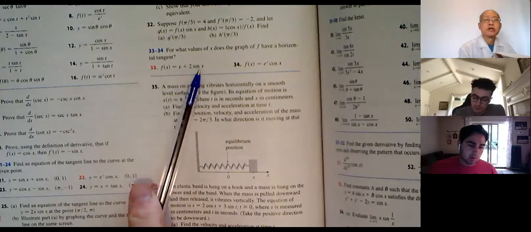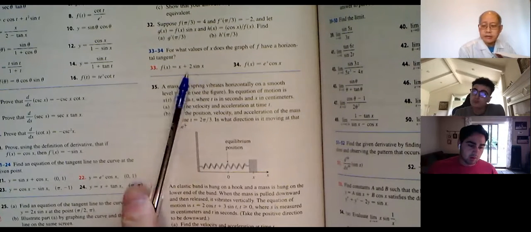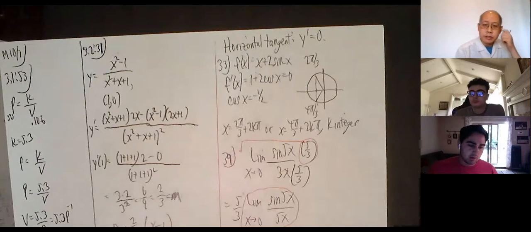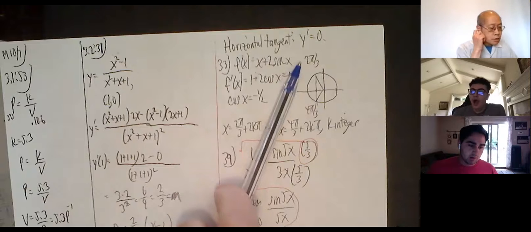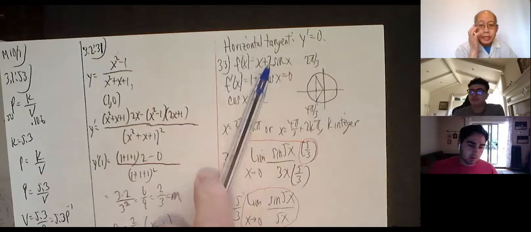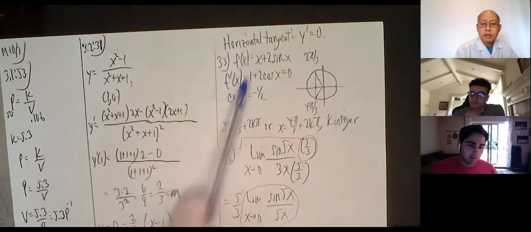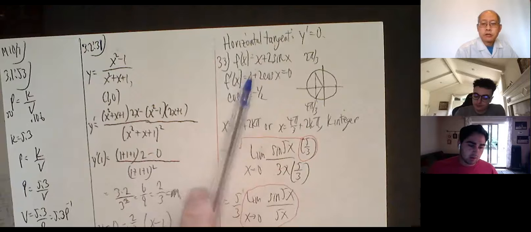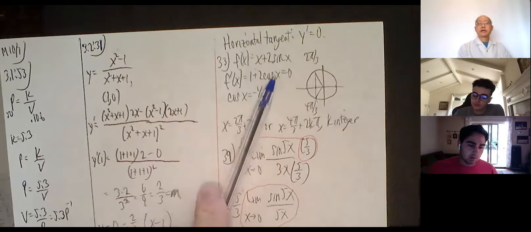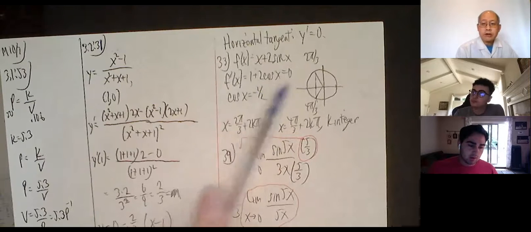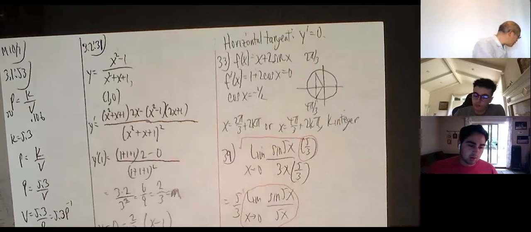How do I find the slope? Derivative. Okay. So I take the derivative, set it equal to 0. Okay, so horizontal tangent means y prime is equal to 0. Okay, so f of x equals x plus 2 sine x. F prime of x, derivative of x is 1. Derivative of 2 sine x, 2 cosine x. Okay, set it equal to 0. All right, so a little bit of algebra. Cosine of x is equal to -1/2.